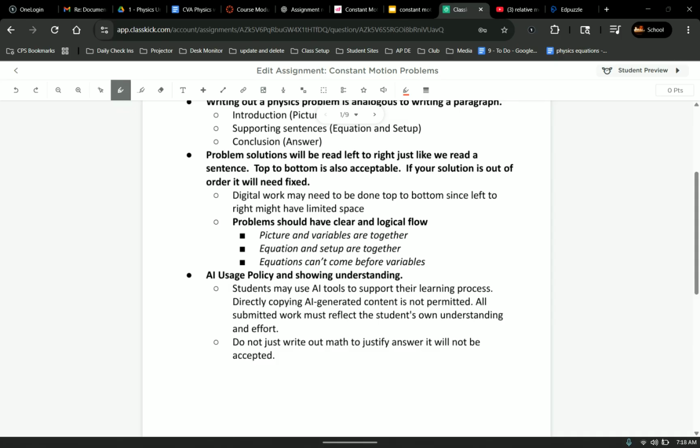So again, be cautious with AI. You can ask it for help, but you should not just ask it, hey, give me the answer to this, because you still need to process it. I can't stress that enough. Process what it's giving you. Don't just copy what it's giving you.